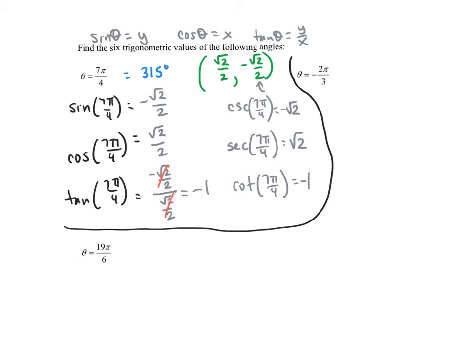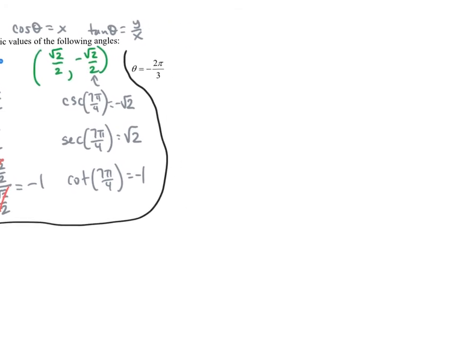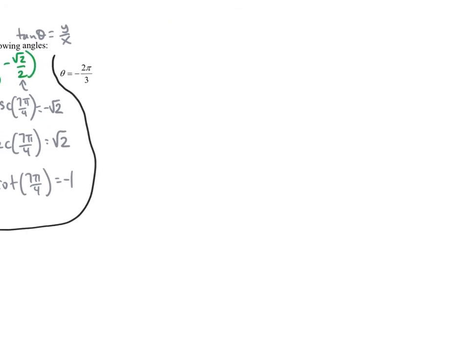Okay, let's look at another one. So in this one we have -2 pi over 3. Now this one's a little more challenging because I don't see any negative angles on here. I do see 2 pi over 3. So if I have something like this, I'd almost always want to change to degrees. So I have -2 pi over 3.